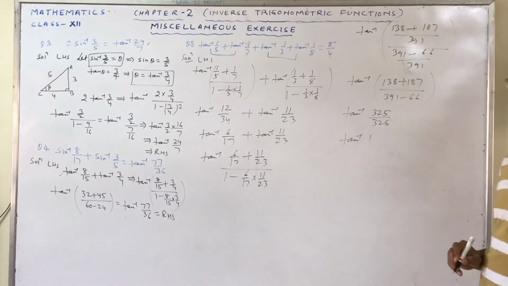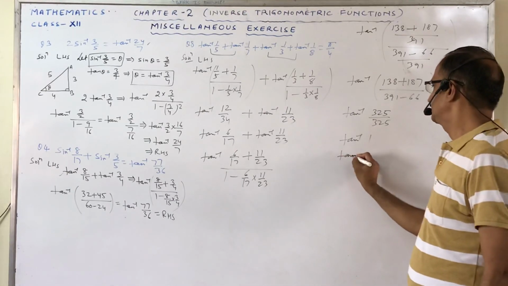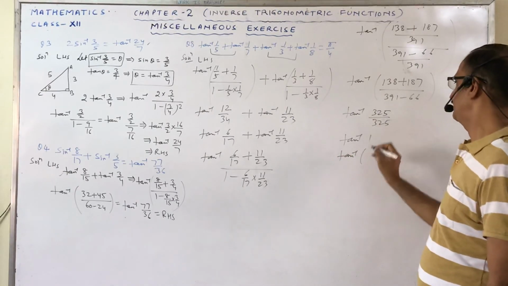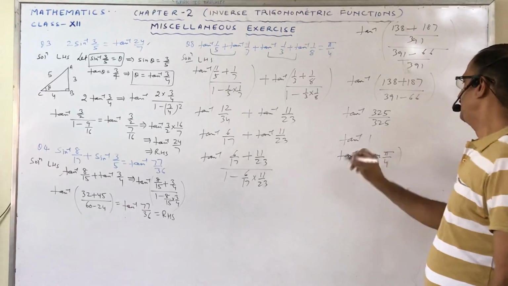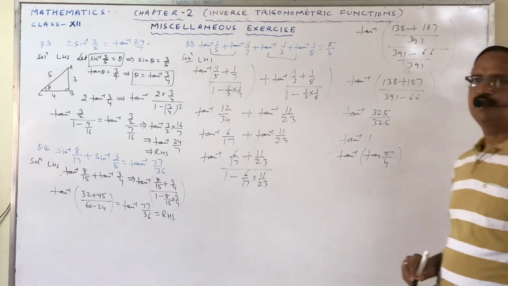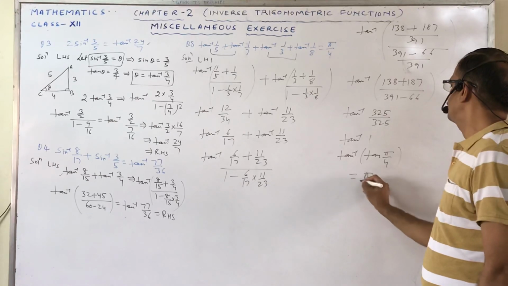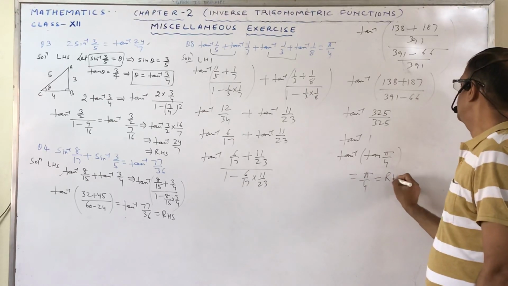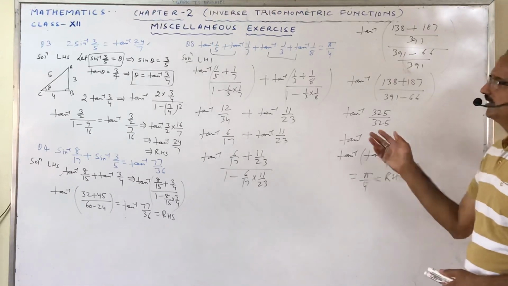Now tan inverse 1 is what? Pi by 4. Or you can write this as, in the place of 1 we can write tan pi by 4, tan inverse and tan cancel out, and this pi by 4 lies in the principal value branch, so we can write this as pi by 4 and this is nothing but the right hand side. In this way the results are proved.